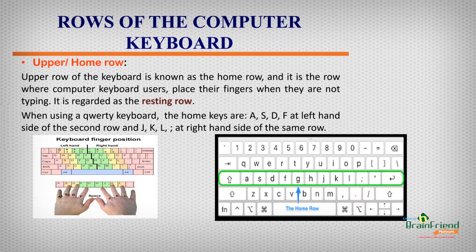Now, going further, we have the upper or home row. The upper or home row on a computer keyboard is a section of the computer keyboard where the fingers are being placed. It is also known as the resting row. On a QWERTY keyboard, the home keys are letters A, S, D, F on the left-hand side, and letters J, K, L, and a semicolon on the right-hand side. So from this image, you can see the hands placed on the home keys.